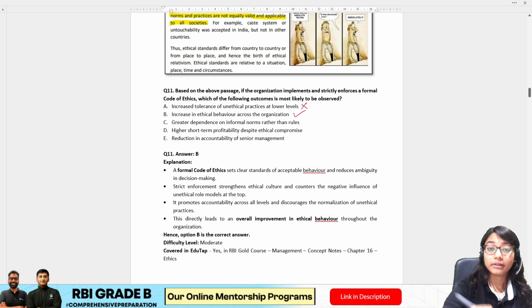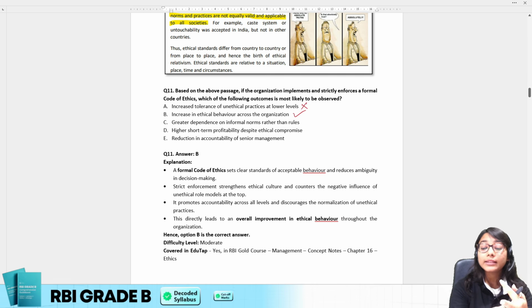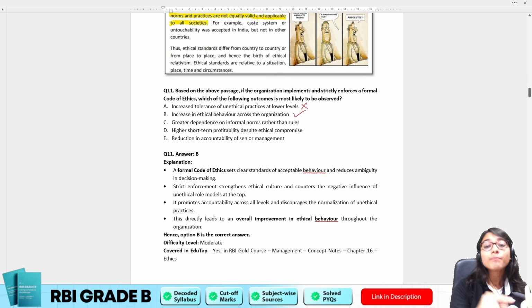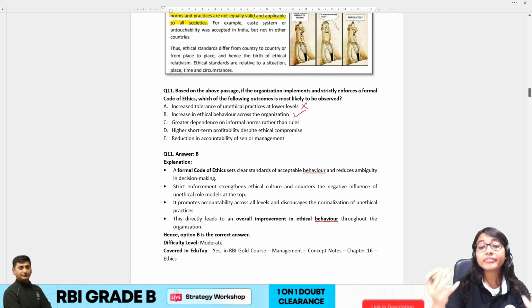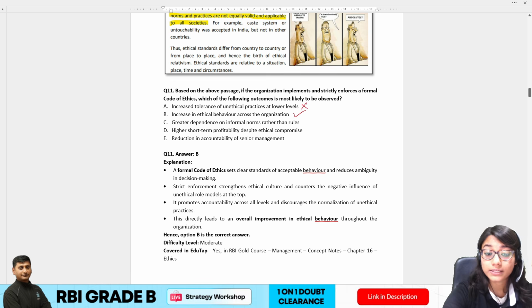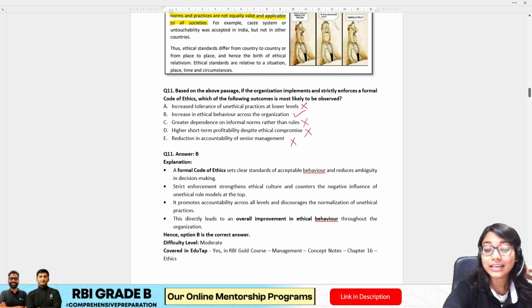Increase in ethical behavior? Yes, this will happen. Why will this happen? Because a formal code of ethics means what? Now the environment is changing, the practices happening in the organization are changing. Therefore, if everybody is following ethics, as per ethical relativism, you are technically supposed to now be ethical. So ethical behavior will increase because of the formal code of ethics. Greater dependency is incorrect, and D and E are also incorrect.